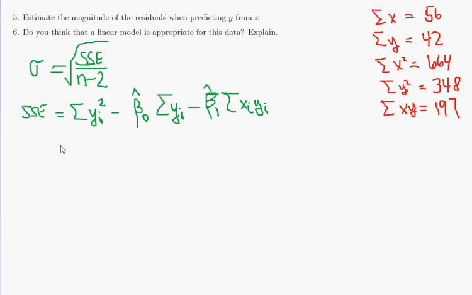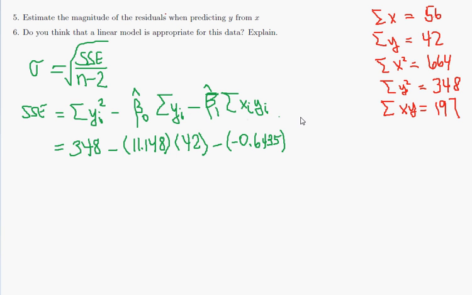Okay, so the information is things we've found before. The sum of the y sub i's squared is 348. Beta 0 is the intercept, which we found to be 11.148 repeating. The sum of the y's works out to be 42. Minus beta 1 hat. The slope of the regression line was negative 6.435, then 185 repeating after that, times the sum of the x's times the y's, which was 197.